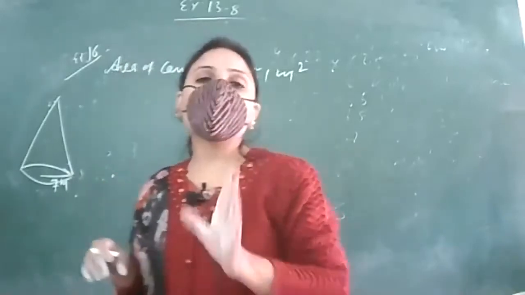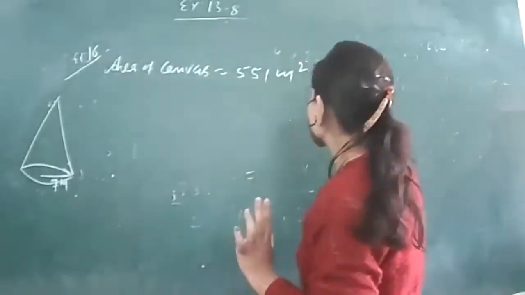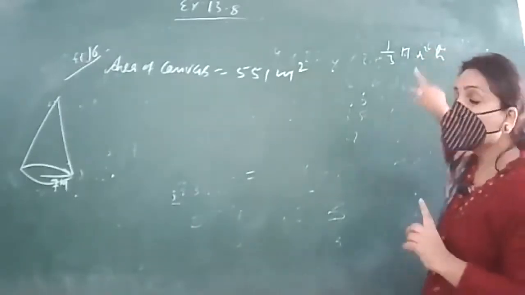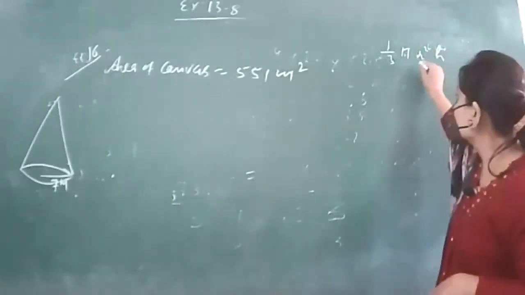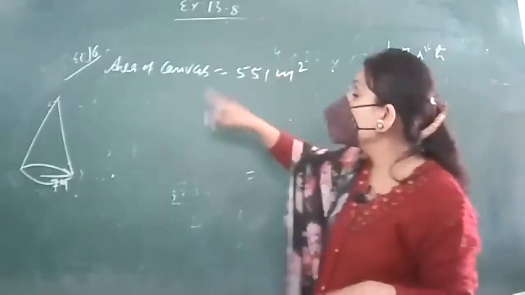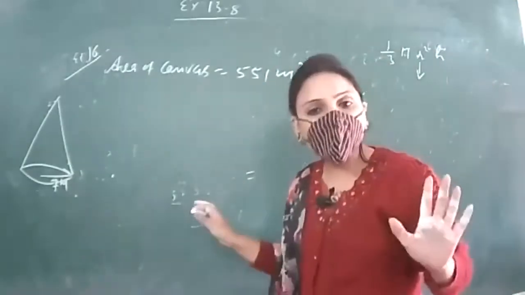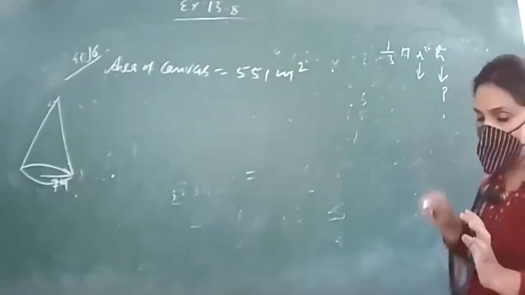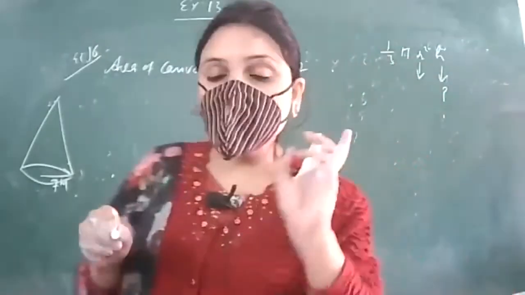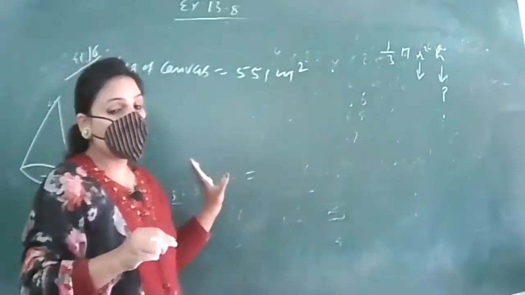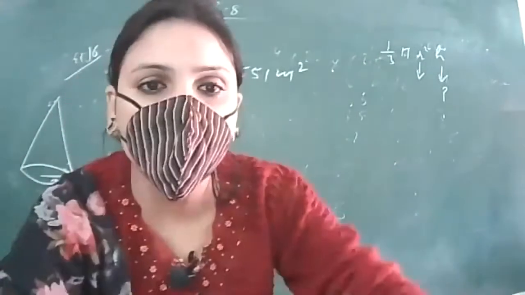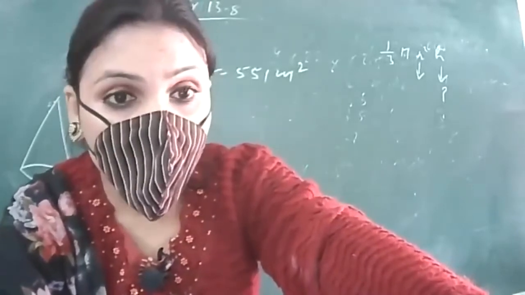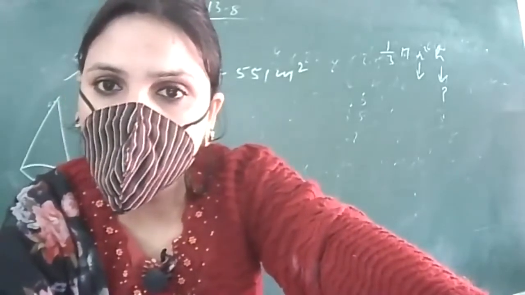Volume of cone is 1/3 pi r squared h. That means this is what we want to find. So for this we need two things. One, we need the radius, that is given. Another, we need the height, that is not given. So the height is the question mark here. If r is given, h is to be found out. That means we should know one more thing. r is known to us, h is to be found. Then one more thing we should know.